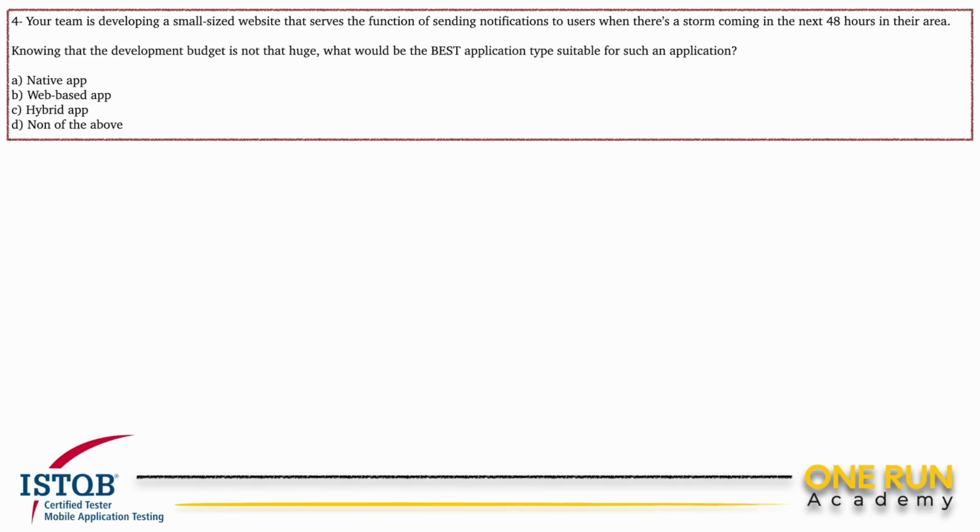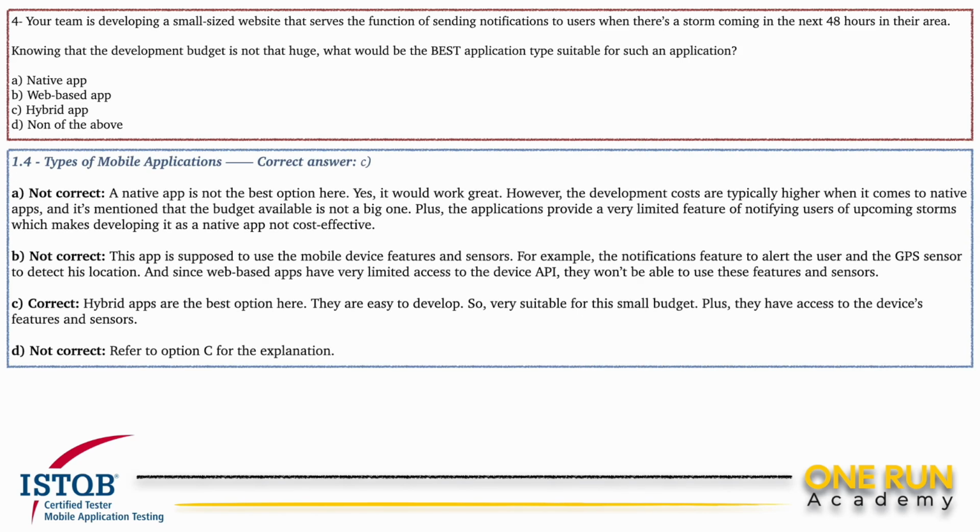So, this question describes a case where a small budget is available to develop a small-sized mobile app. However, the issue is that we would need to use some of the device features and sensors. For instance, the notification feature is important in order to alert the users when there's a storm on the way. Plus, the GPS sensor will be used to determine the location of the user and tell them if this location is safe or not. This means that a web-based application might not be a viable option in our case, as these web-based apps do not have full access to all device features and sensors.